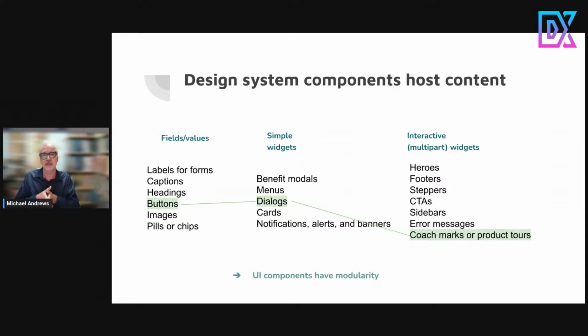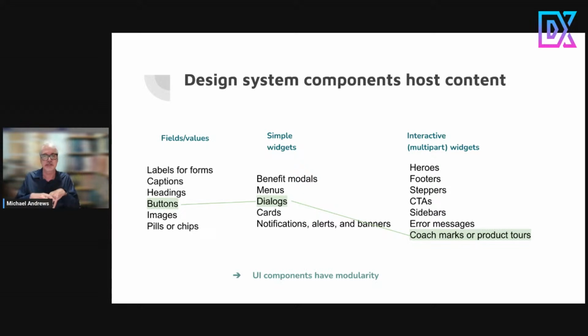So we find that design systems really have different levels of granularity to them. On the left, we have fields and values. In the middle, we have some simple widgets, and then on the far right, we have UI components that are more sophisticated. They have multiple parts to them. So UI components have modularity, and you can take a button, for example, and incorporate it in a dialogue, and then incorporate that dialogue into something like a coach mark or a product tour.